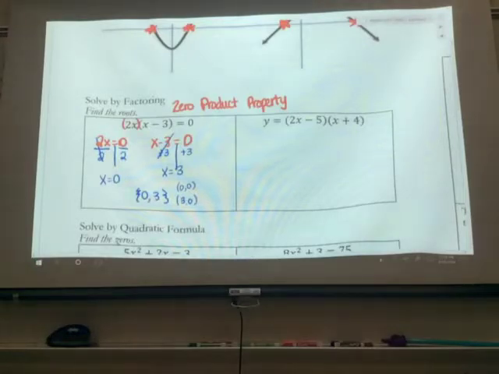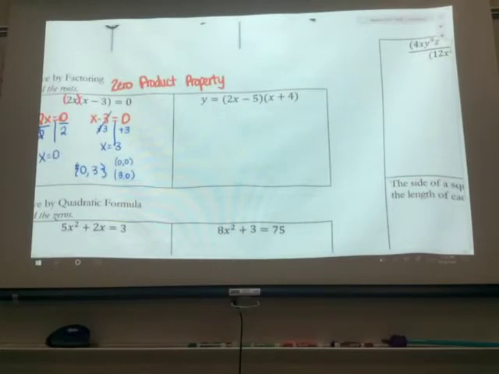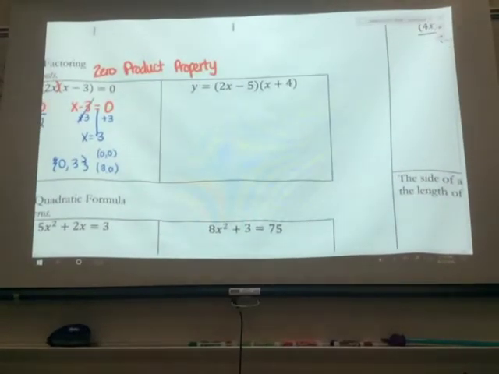You can say x equals 0, x equals 3. You can put them in brackets, or you can write them as ordered pairs. Any of those are great to be able to recognize what our solutions are. This next problem, to the right side of the page, we've got 2x minus 5 and x plus 4. We can use the zero product property yet again. We're going to take each factor, I apologize, not fraction. We're going to set them equal to 0. And then we're going to solve.